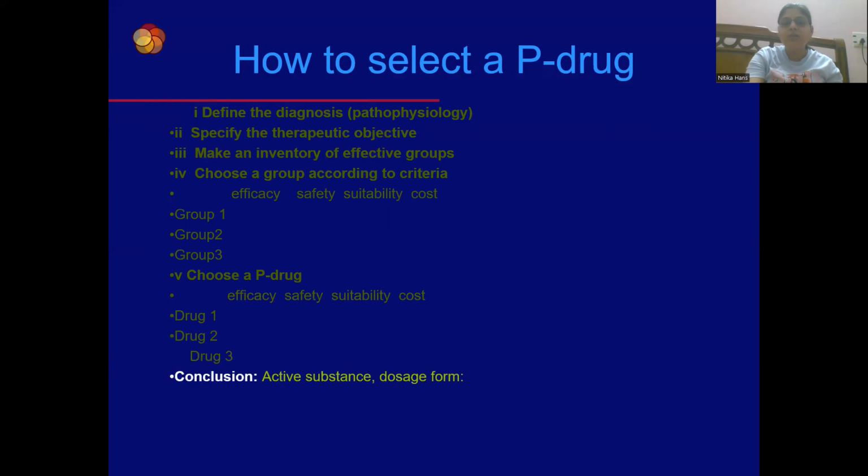Drug 1, drug 2, drug 3 are there, and then according to step criteria, we choose the drug according to the active substance and dosage form. Standard dose schedule and standard duration, we may choose the P drug accordingly. This active substance, dosage form, dosage schedule, and duration of treatment.